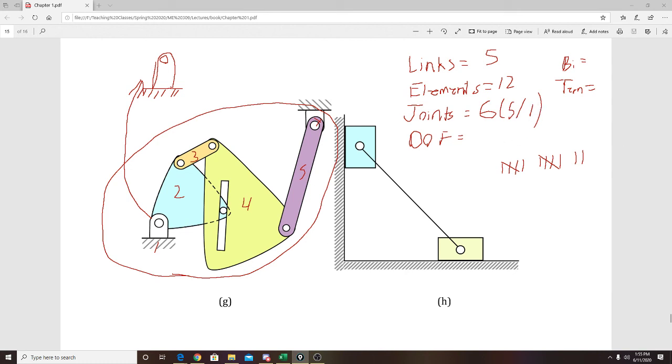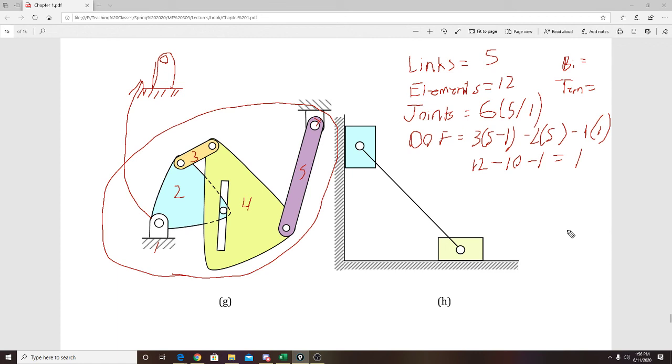And then degrees of freedom. This one, once again, if you do that equation, which is 3 times the number of links, which is 5, minus 1, minus 2 times the number of J1s, which I guess I should just put in there instead of being lazy, minus 1 times 1. If you do that equation out, you get 12 for this one, minus 10, minus 1, which gets you a DOF of 1.